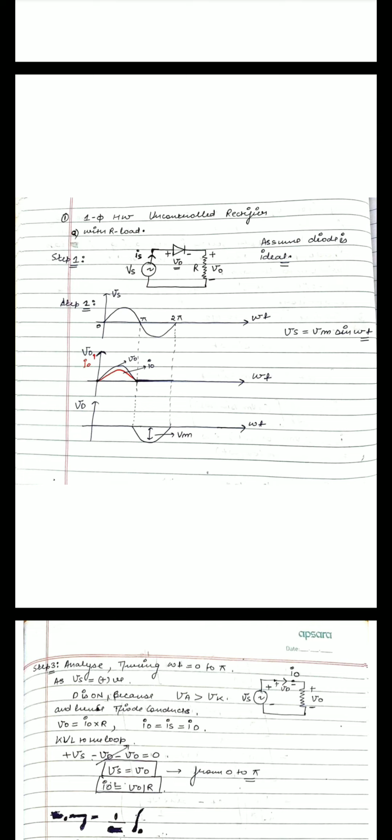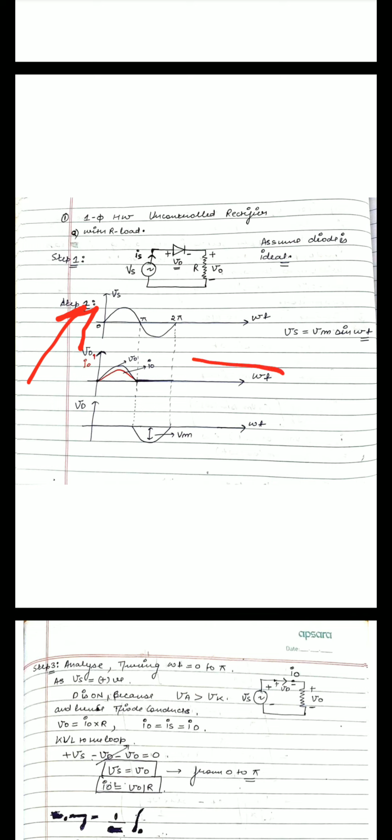And with R load, as you can see at load side, resistance is connected and the supply voltage is single phase. So this is the first step. Now second step is to draw the waveform. To draw the waveform, first draw the waveform of supply voltage.